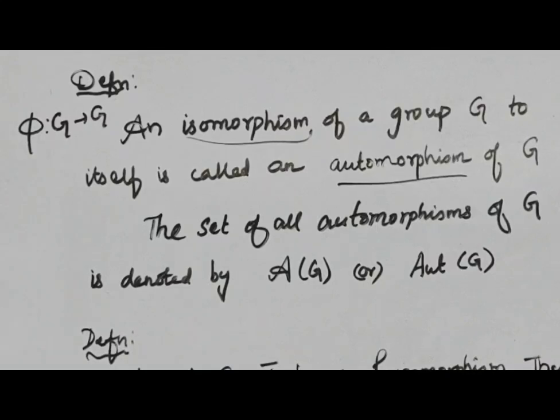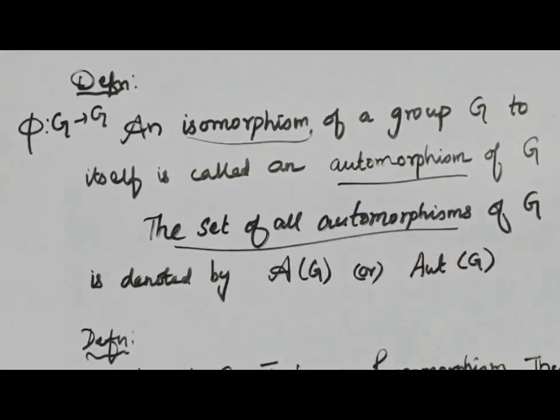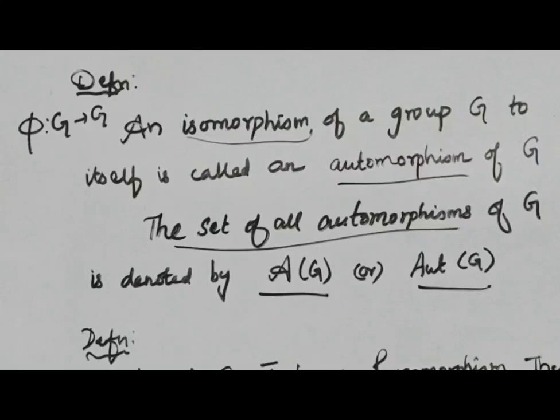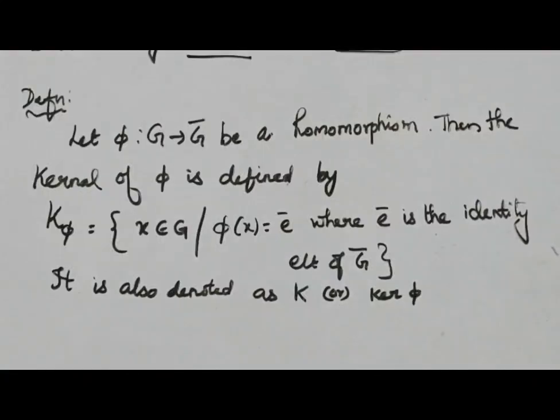Okay. Next definition, the set of all automorphisms. The set of all automorphisms of G is denoted by A of G or Aut of G. The set of all automorphisms contains functions such as phi, f, g, and so on.